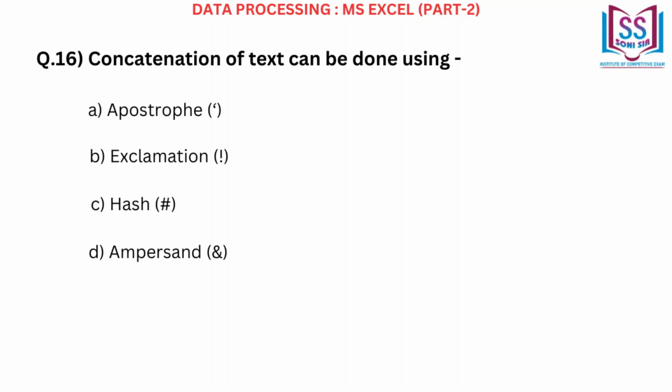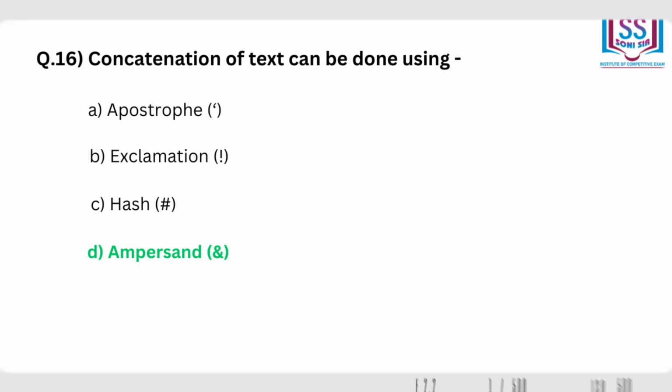Concatenation of text can be done using A. Apostrophe, B. Exclamation, C. Hash, D. Ampersand. Correct answer D. Ampersand.